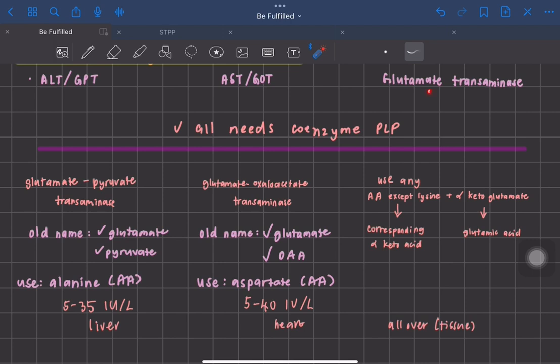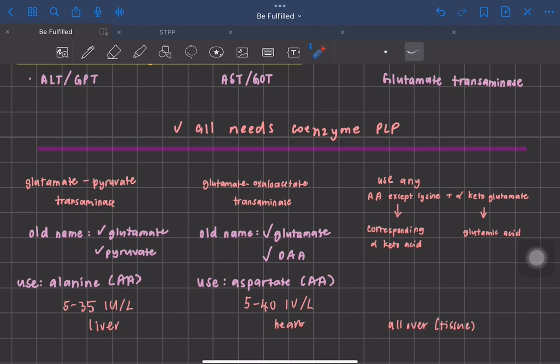Okay. So for glutamate transaminase, we can use any amino acid except lysine. Then we will combine with alpha ketoglutarate, producing glutamic acid or glutamate. Sama, glutamic acid is the same as glutamate, and we will produce the corresponding alpha keto acid. Okay. So for the normal level, for ALT 5 to 35, AST 5 to 40 IU per L. Ni I believe it's international unit per liter.